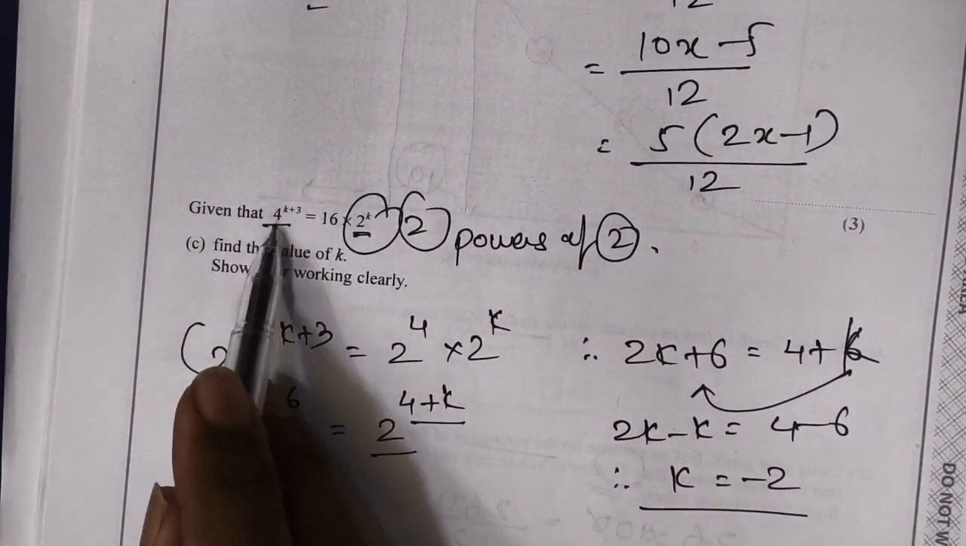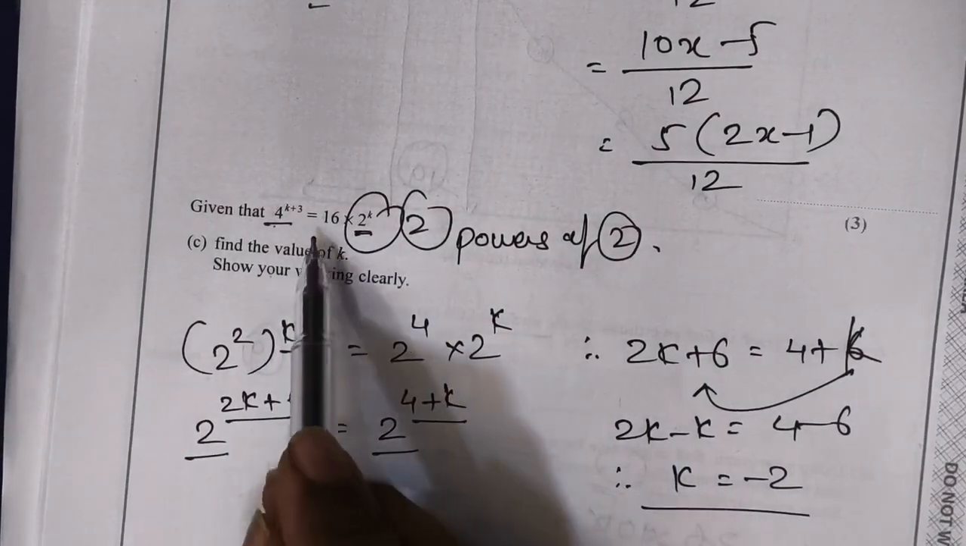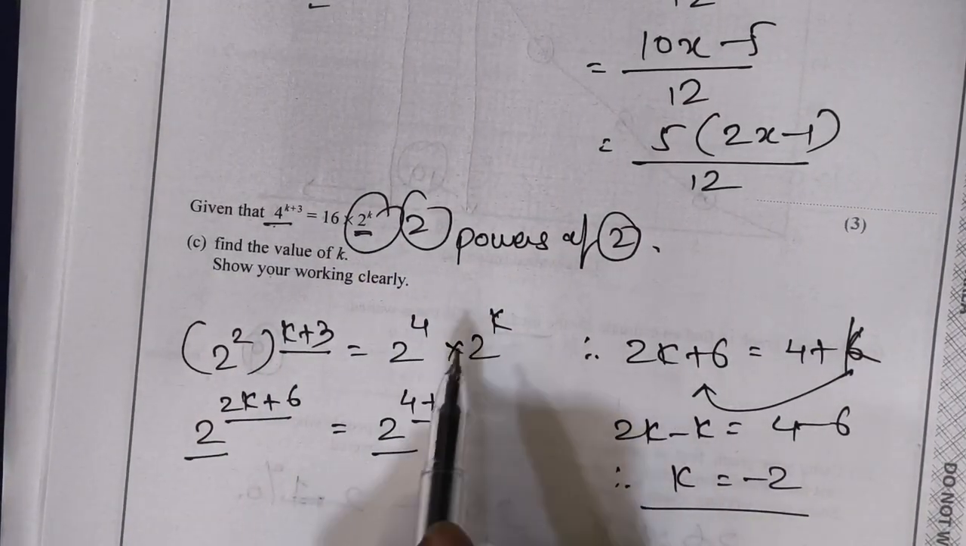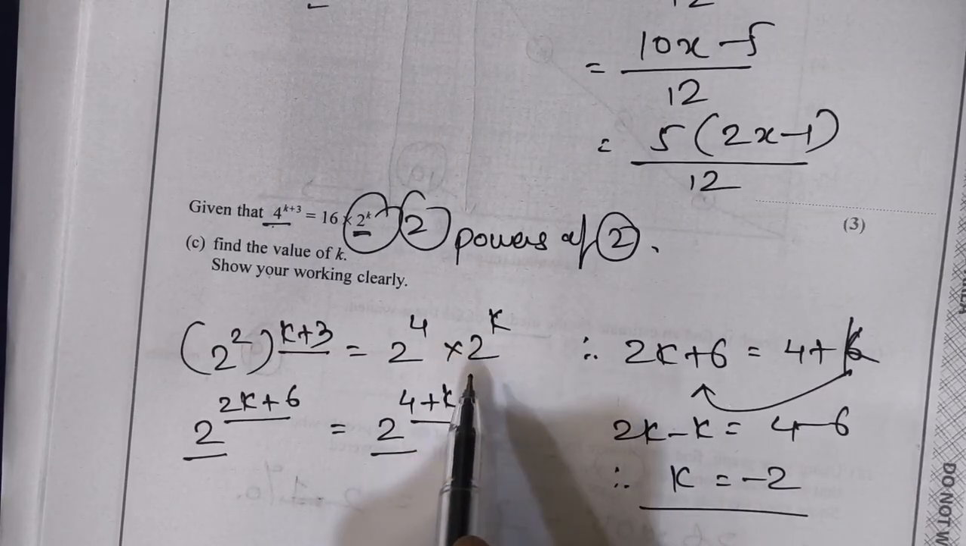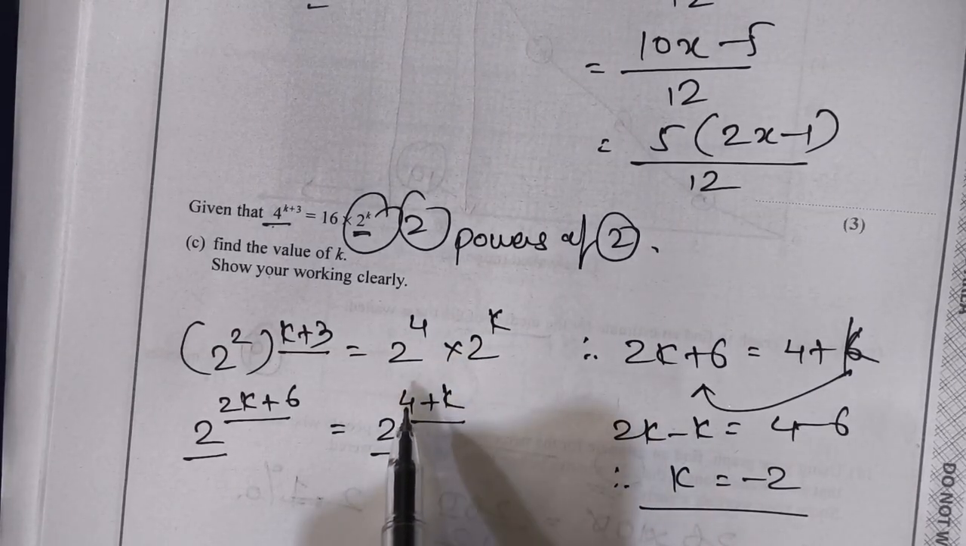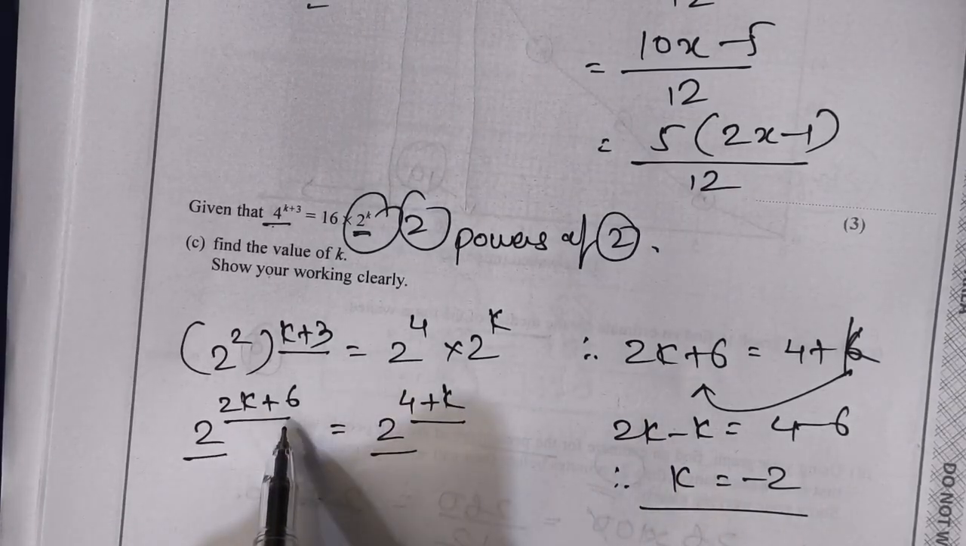So converted, 4 into 2 raised to 2, k plus 3 remains as it is. 2 raised to 4 is nothing but 16 and 2 raised to k. Correct? Now this is the fundamental: a raised to a into a raised to b gives me a raised to a plus b. Correct? This is what I have written here. And this is 2 raised to k plus 6.